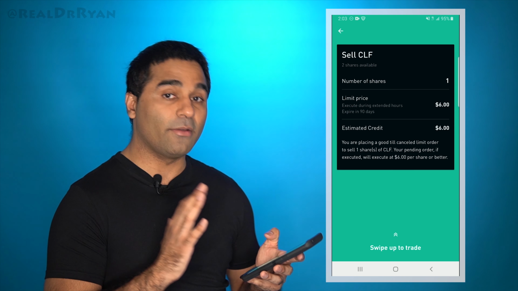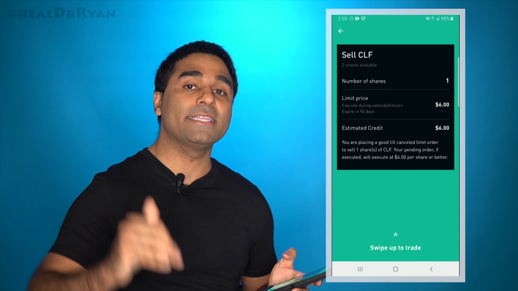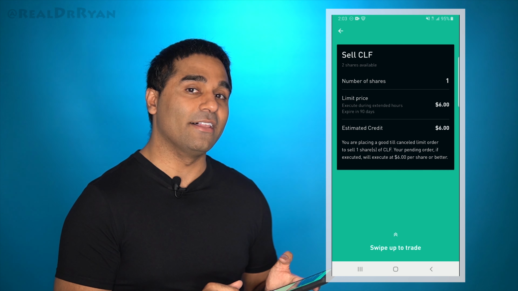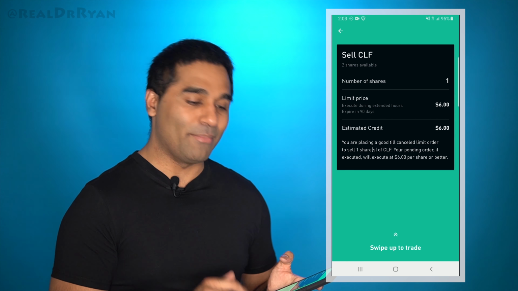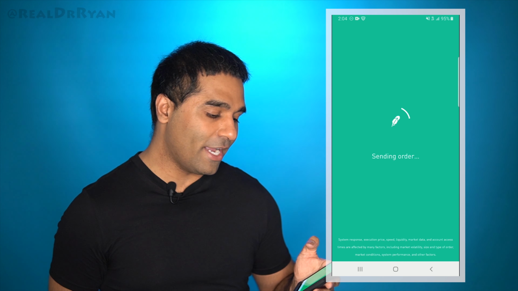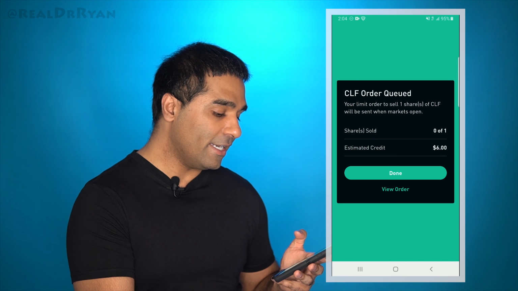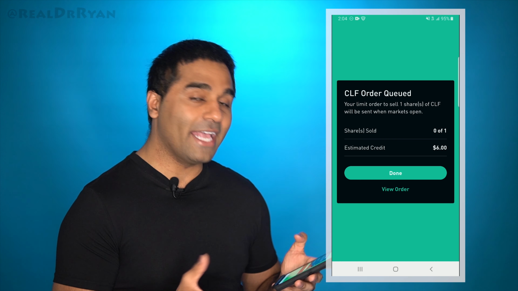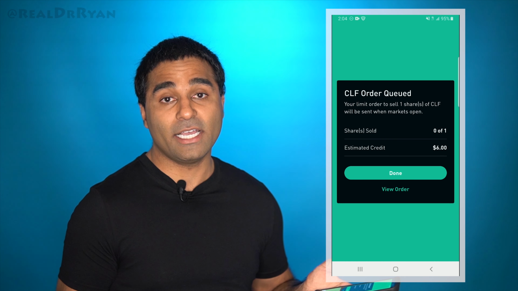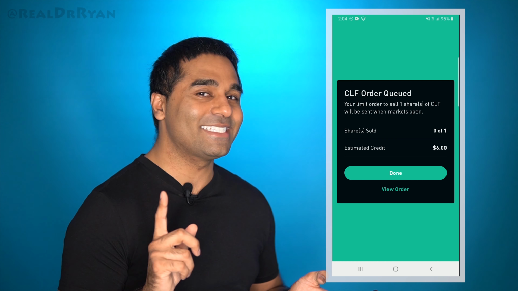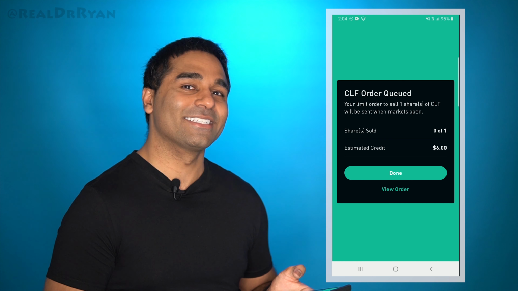That means that when the price goes up to meet that $6, then I'll sell. Before that, nothing happens. I'm gonna go ahead, swipe up to trade, sends the order. Now the order has been sent to the market, and as soon as that price gets to $6, if it ever does, I'll go ahead and I'm gonna sell that share.